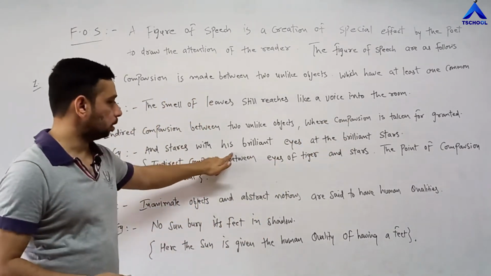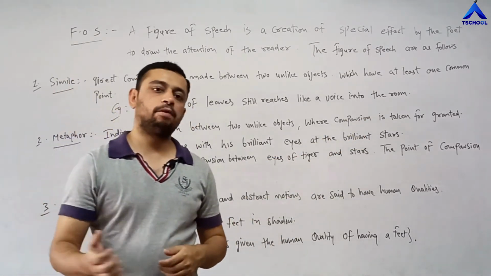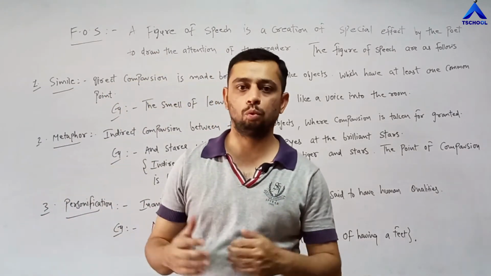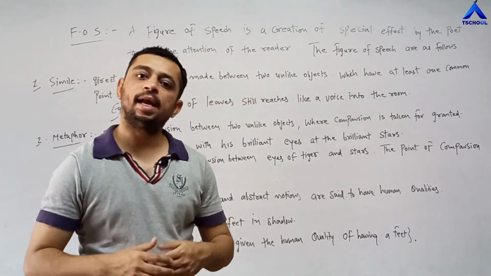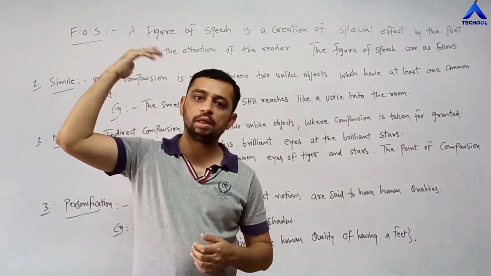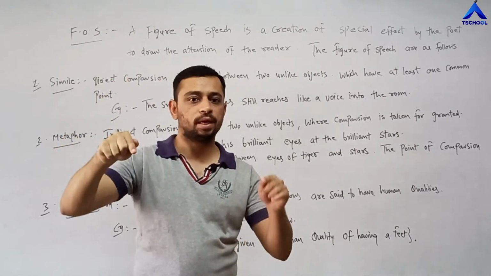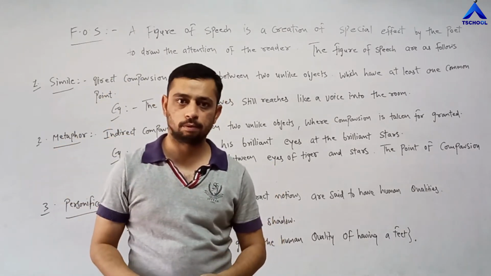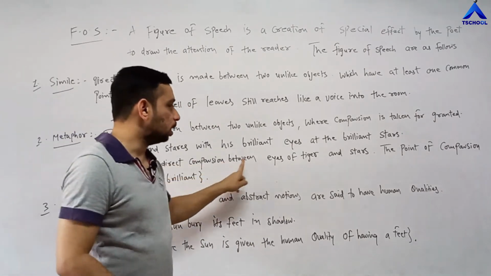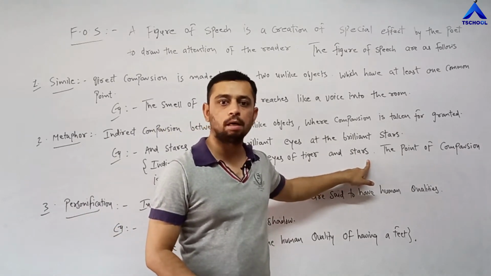And stares with his brilliant eyes at the brilliant stars. I have taken again this line from one poem where a tiger is being caged in a cell in a zoo, right? And at night he is looking at the stars with his brilliant eyes, at the brilliant stars. He is looking at these particular stars from that cell with his brilliant eyes. So what is an indirect comparison? Indirect comparison between eyes of a tiger and stars.